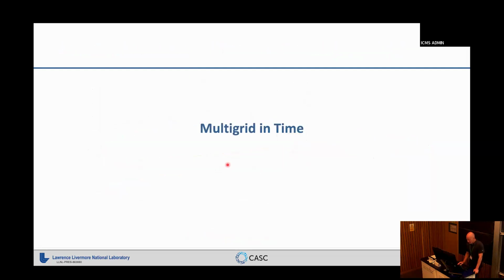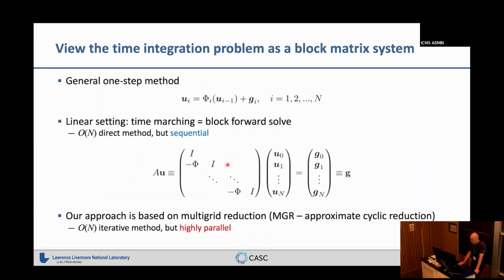Okay, so that was a quick overview of multigrid. Now I'm going to switch to multigrid in time, which does change the story a little bit, but now you can see my perspective. So it'll be multigrid reduction, which you all have heard about. We think of this all-at-once system, usually with the identity on the diagonal for the grid, and phi is our time propagator.